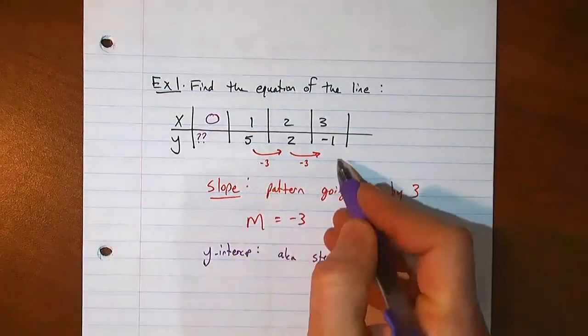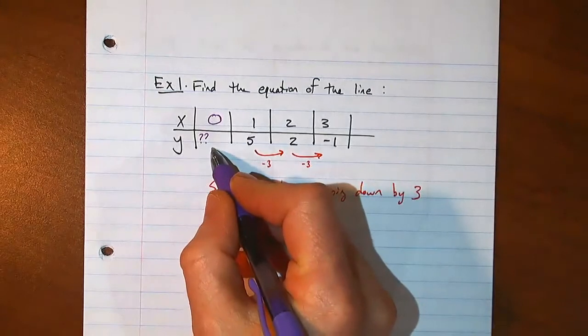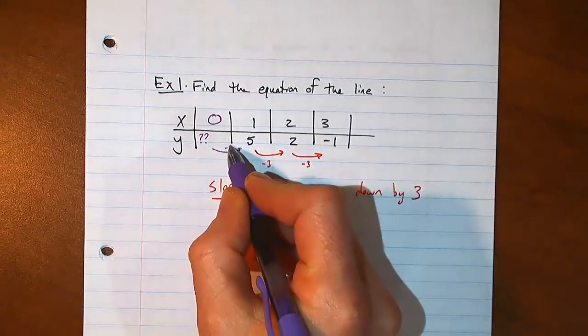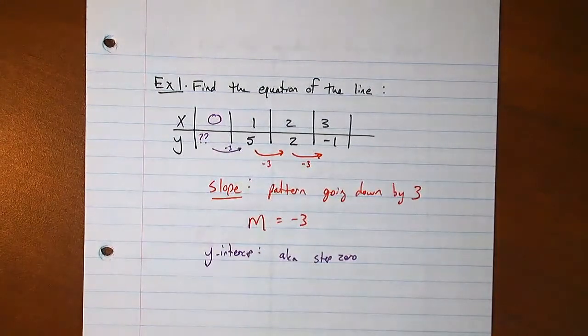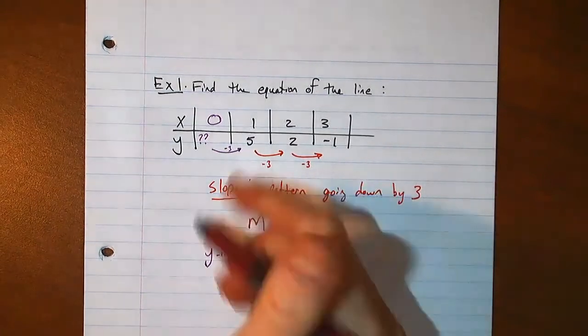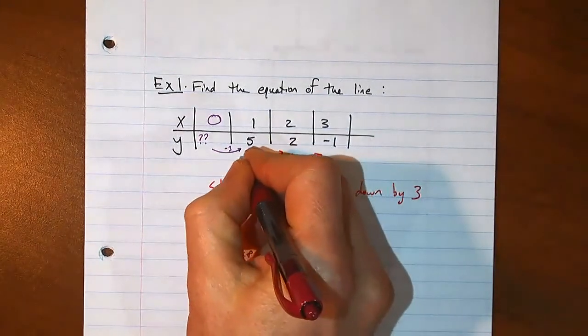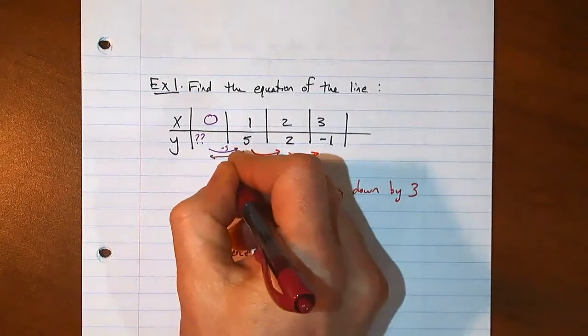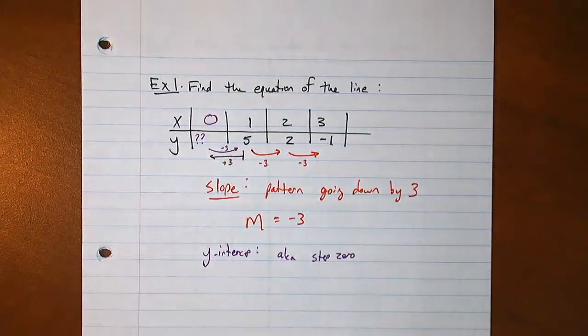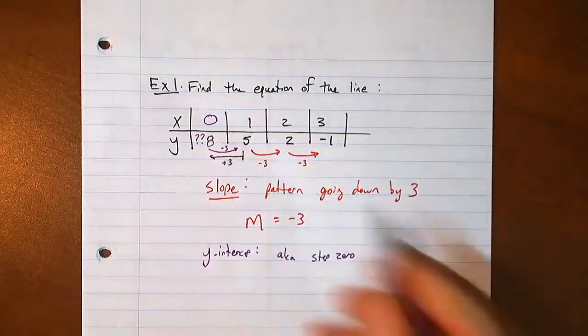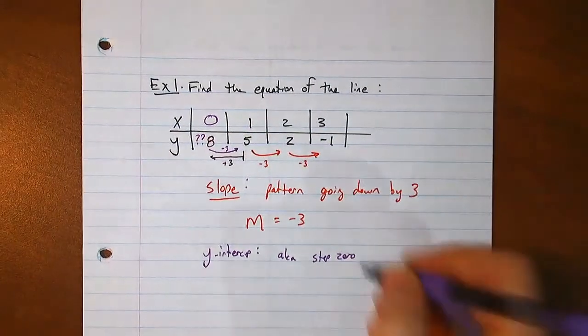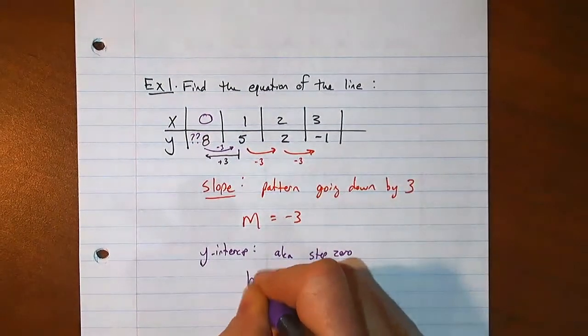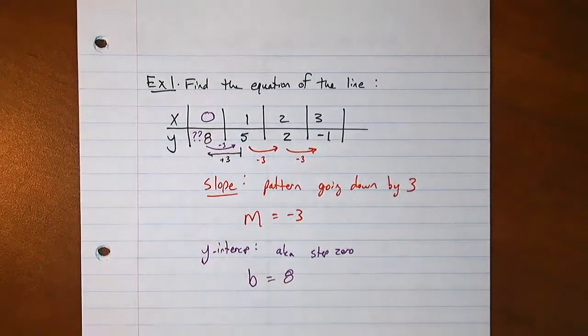Well, if my pattern is going down by 3, if going from here to here I went down 3, I can figure out what number I started with by just going the other way. Start at 5 and go up 3 instead, and I'll end up at 8. So this must have been an 8. So my step 0, which we said we were going to call B, is 8.